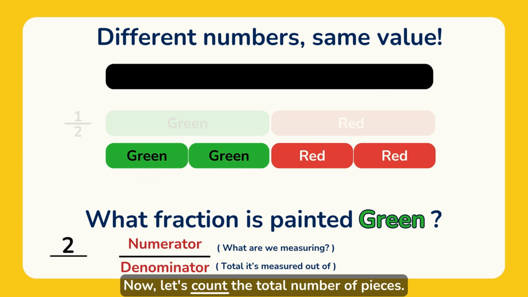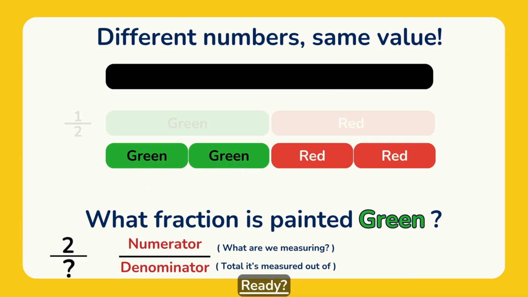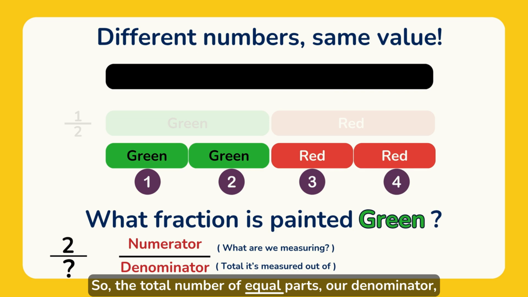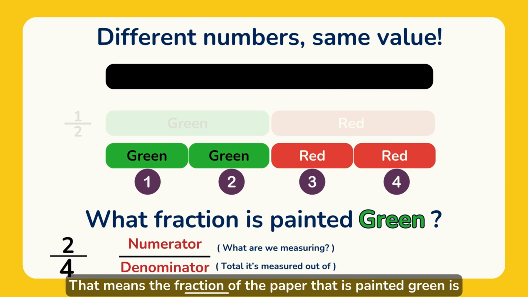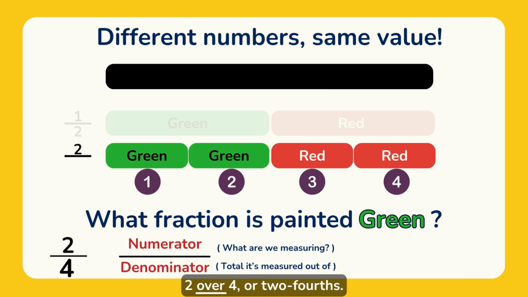Now, let's count the total number of pieces. Ready? 1, 2, 3, and 4. So the total number of equal parts, our denominator, is 4. That means the fraction of the paper that is painted green is 2 over 4, or 2/4.